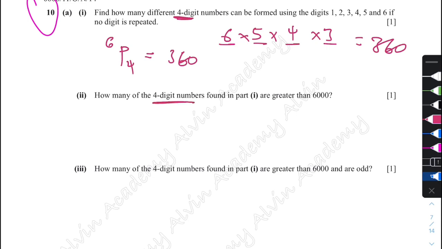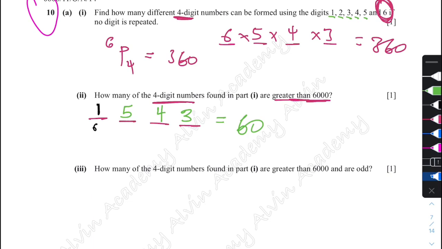How many of the 4-digit numbers formed, just what we did, are greater than 6,000? You have 4 slots, and you want the number to be greater than 6,000. Then the first slot must be filled with 6, and there's only one way to fill the 6. How many digits do we have now? We have 5. Any of the 5 could fill the next slot, any of the remaining 4, any of the remaining 3. So you have 5 times 4 times 3, giving you 60.